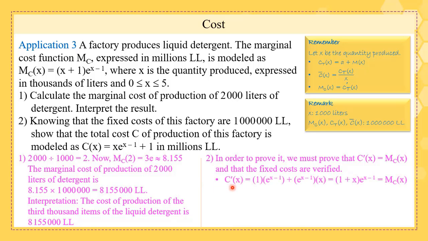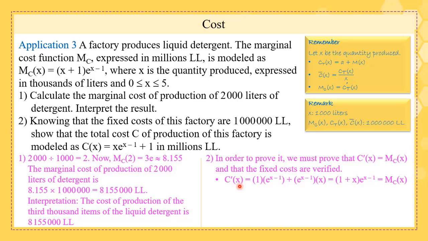C prime of x is the derivative of C of x, equal to 1 multiplied by e power x minus 1 plus e power x minus 1 multiplied by x. Then we take e power x minus 1 as a common factor. We get C prime of x equals (1 plus x) into e power x minus 1, which is equal to MC of x. We prove that C prime of x equals MC of x.